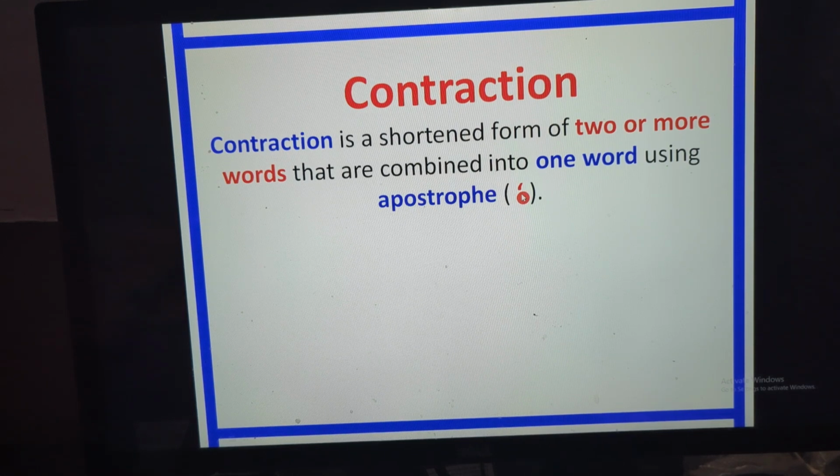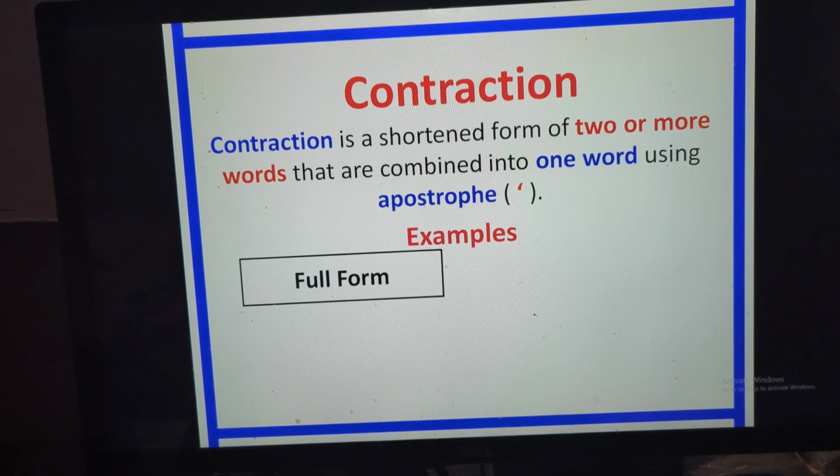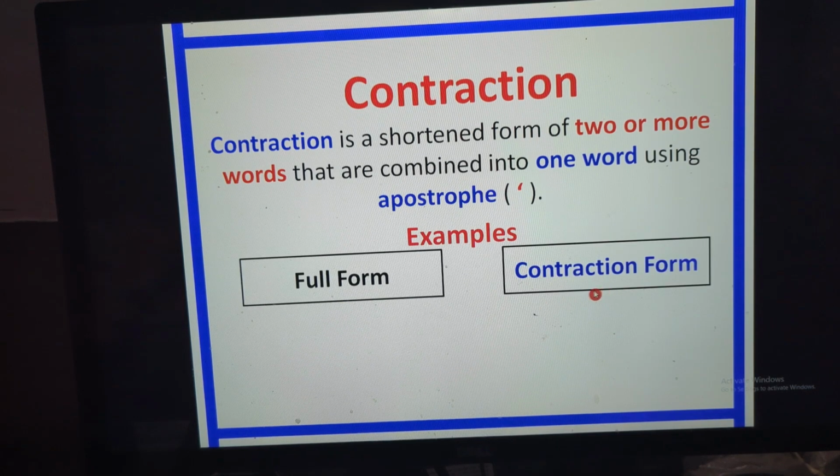This symbol is called an apostrophe. This is the symbol of an apostrophe. Inshallah, through examples you will understand more clearly. So let's see examples. Full form and contraction form.